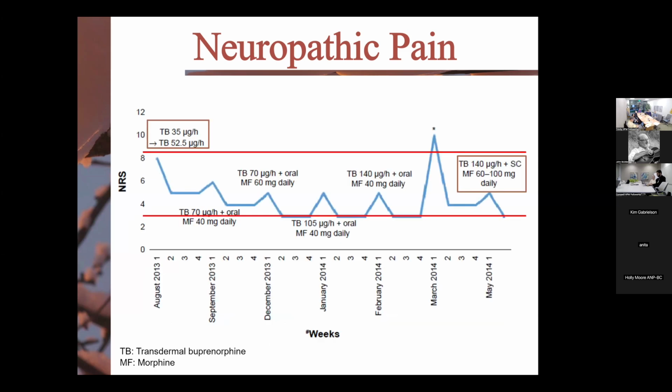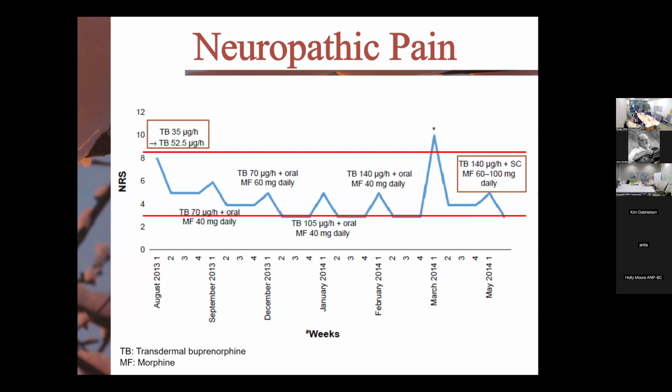So I just took one of those cases to look at how they were dosing buprenorphine with morphine. So TB is that transdermal buprenorphine, and MF is morphine. Over the course of this patient's care from August to May, they started at that 35 microgram dose, and when they went to 52, they saw that significant drop from 8 to about 5.